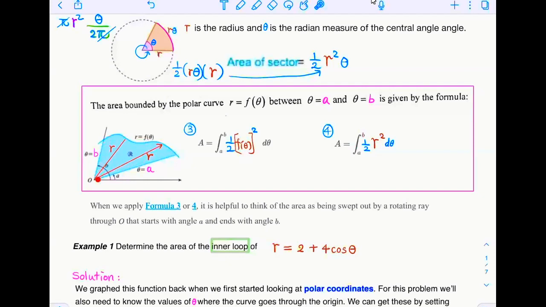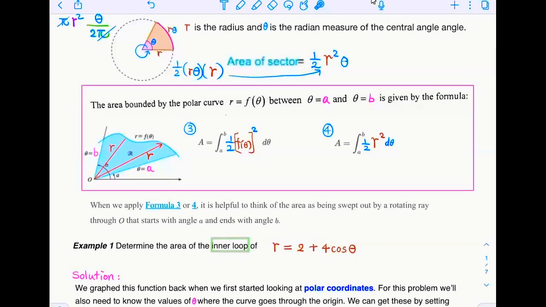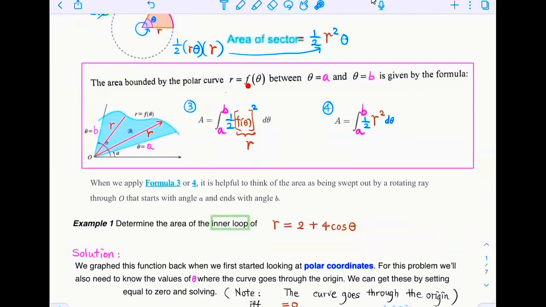You get this total area that is bounded by this polar curve and this ray theta equal to A and this ray theta equal to B. So theta here changes from A to B. So we add this up. These two actually mean the same thing. Okay, so r is f of theta.